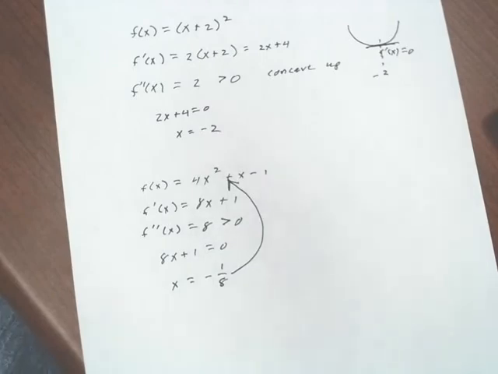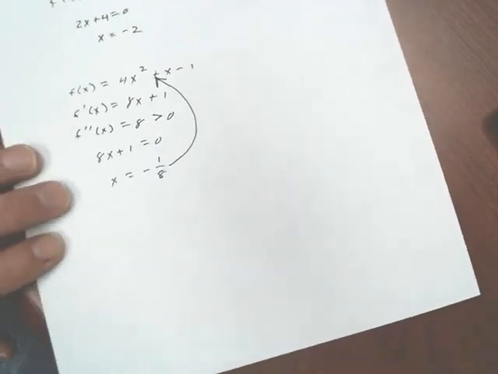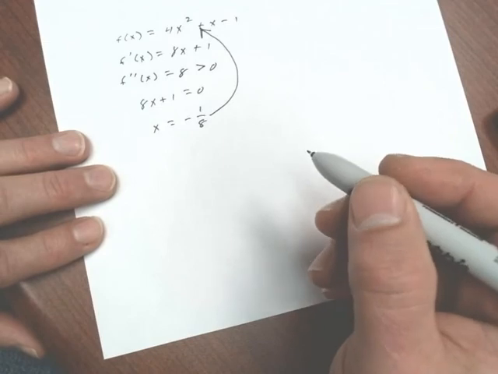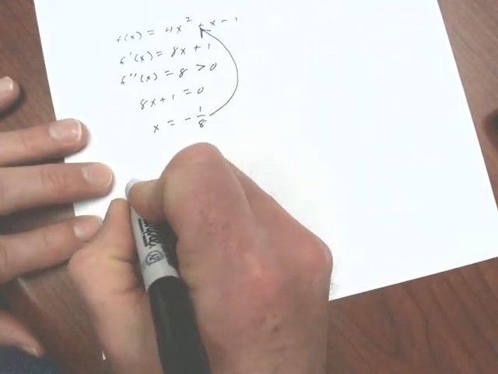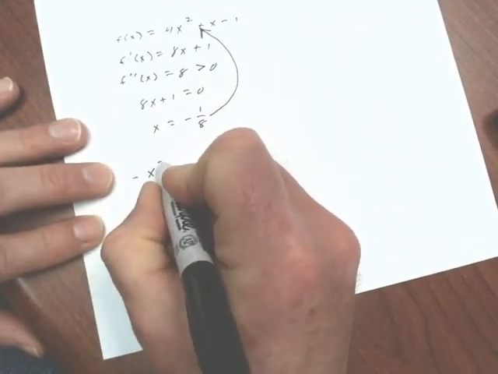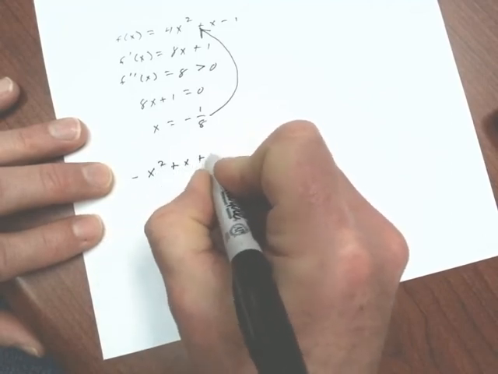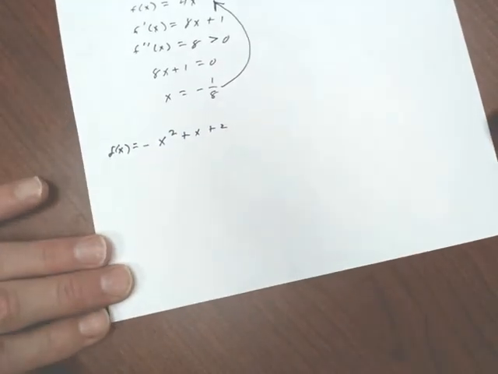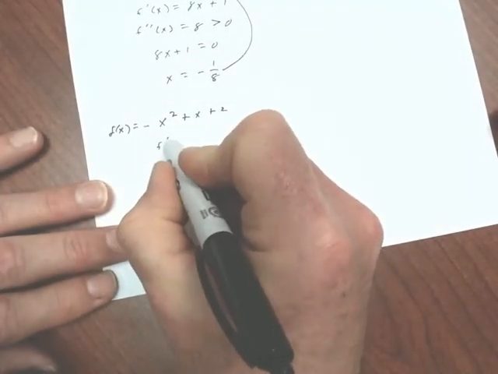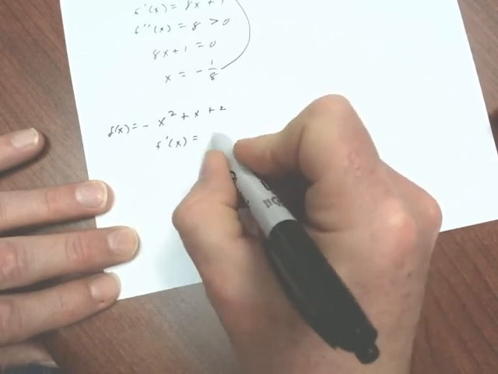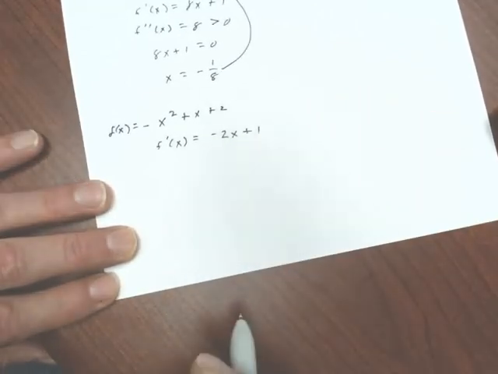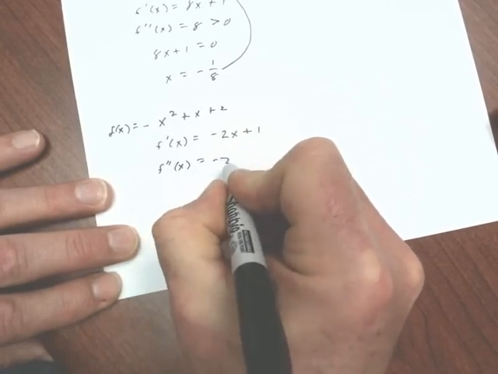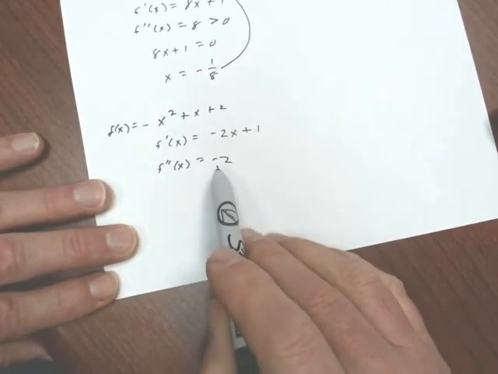Let's do another one. I just used the bottom of the paper here. Let's assume we have f of x equals negative x squared plus x plus 2. Okay, so what's the first derivative? f prime of x equals negative 2x plus 1. What is the second derivative? f double prime of x equals negative 2. So this function is concave down.